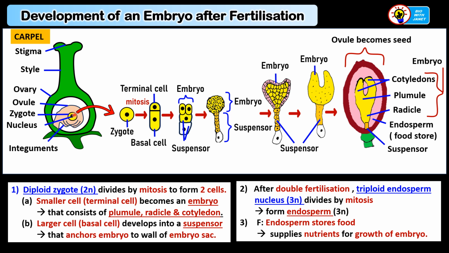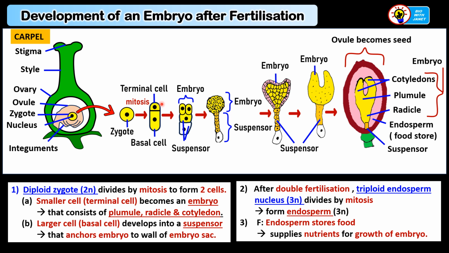Now let's start with the zygote that is formed. If you look at this picture, it looks a bit like a chicken. Anyway, look at the zygote here. The diploid zygote that is formed after fertilization between male and female gametes in the plant will divide by mitosis to form two cells.